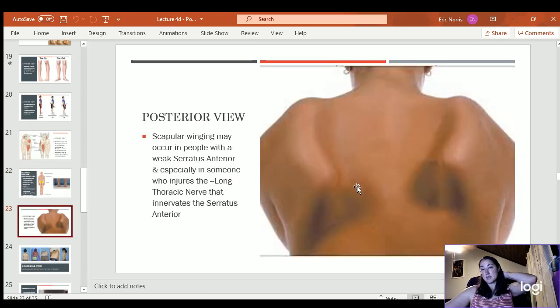Scapular winging. This can occur with a weak serratus anterior, which is innervated by the long thoracic nerve. And the way that we typically remember that is SALT: serratus anterior, long thoracic, SALT. If the long thoracic nerve has been damaged or if the serratus anterior is weak, you will see scapular winging. Oftentimes you'll see it on one side more prominent than the other.